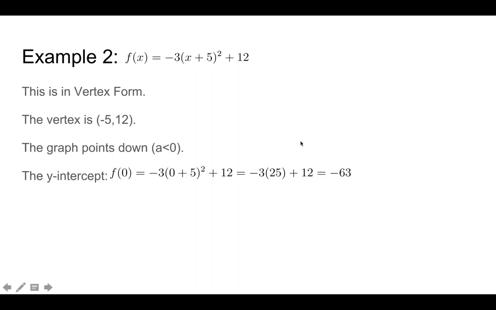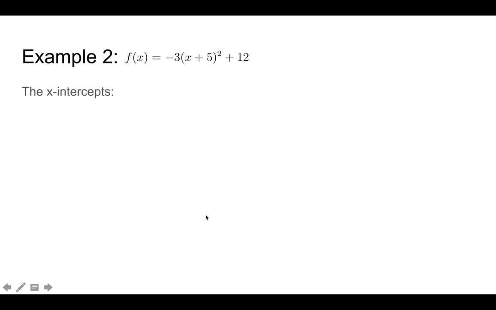To find the y-intercept, we always plug in x equals 0. Okay, it's not right in front of us here. We're not going to get 12. We're not in standard form. We do have to actually do a little work here. So just plug in x equals 0. Check these details on your own, but we get -63. So the y-intercept is a point, not a number. 0, -63.